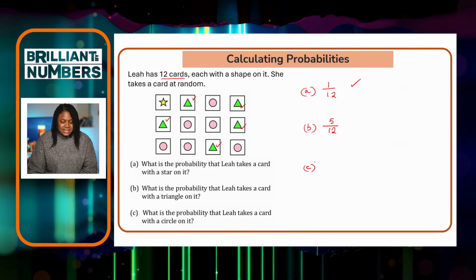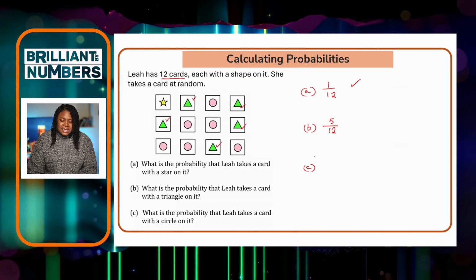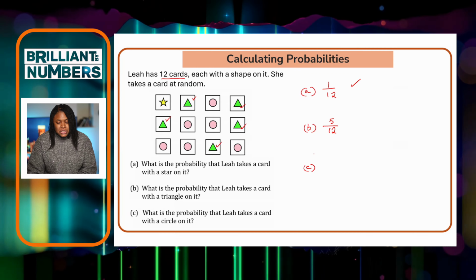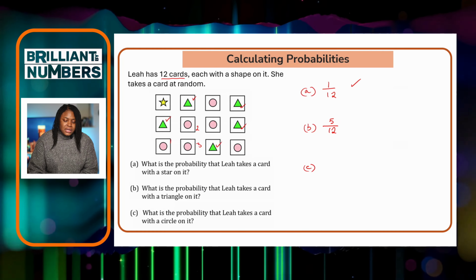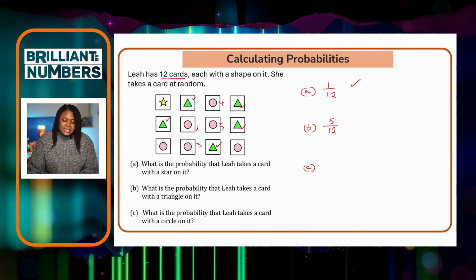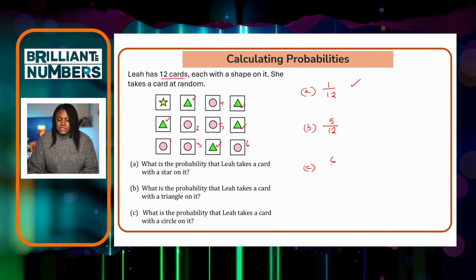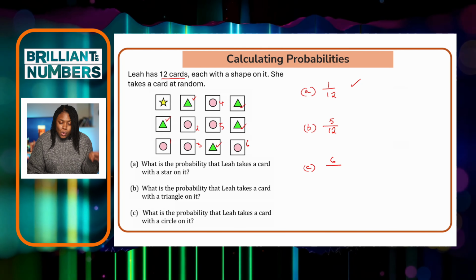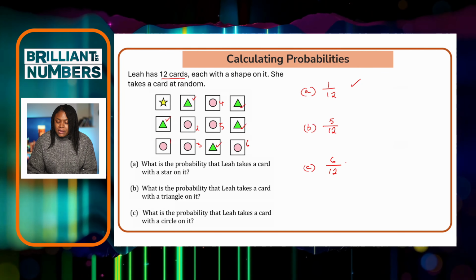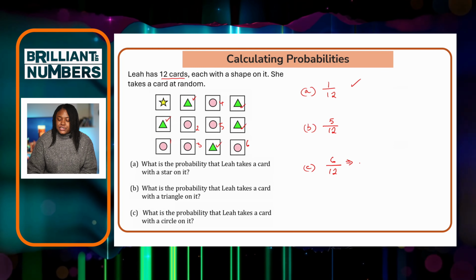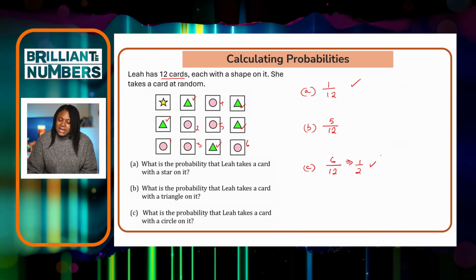And then I've got C. What is the probability Leah takes a card with a circle? So circles: 1, 2, 3, 4, 5, 6 circles. So 6 is the number of outcomes out of all possibilities, which is 12. This is now 6/12, which can also be simplified to a half. We always try to simplify fractions to the lowest possible terms. Some questions specifically tell us to do that, others do not.